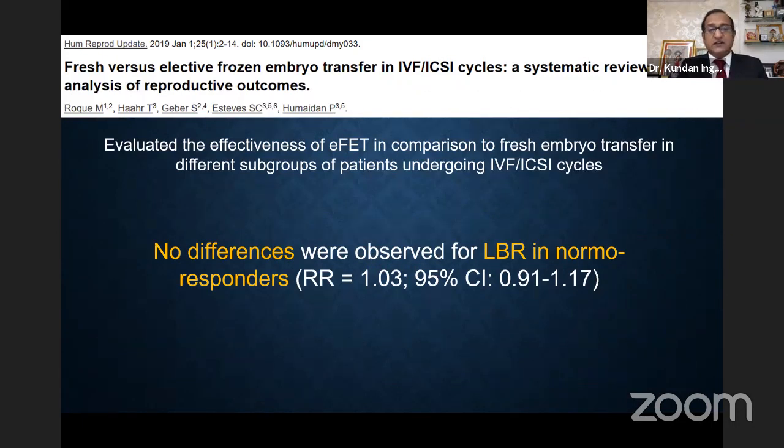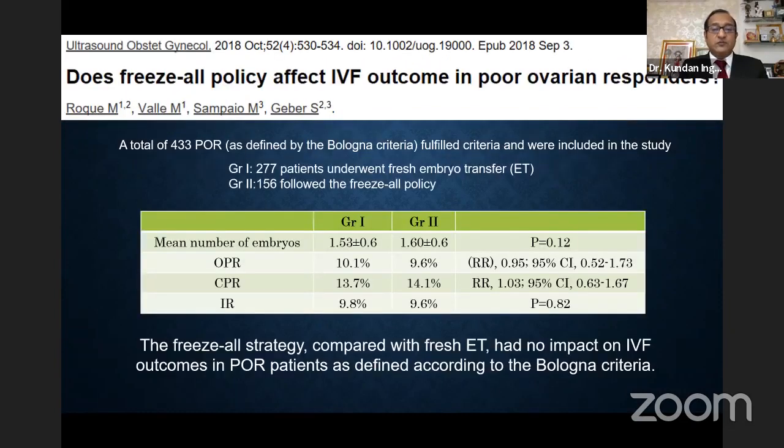But what does a systematic review and meta-analysis in 2019 have to say on whether all patients should be undergoing frozen embryo transfer, FET for all? That was the question. So this particular systematic review says that no difference was observed for live birth rate, especially in normal responders, when comparing a fresh transfer with a frozen embryo transfer. So there was not much difference in live birth rate when it comes to normal responders.